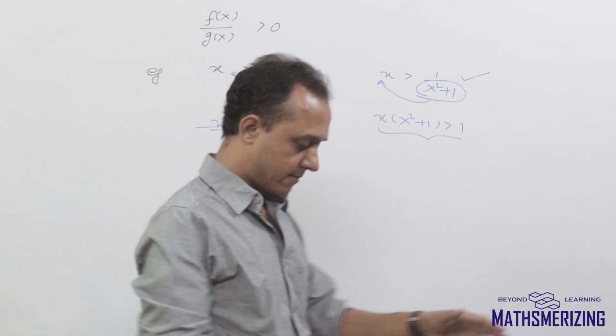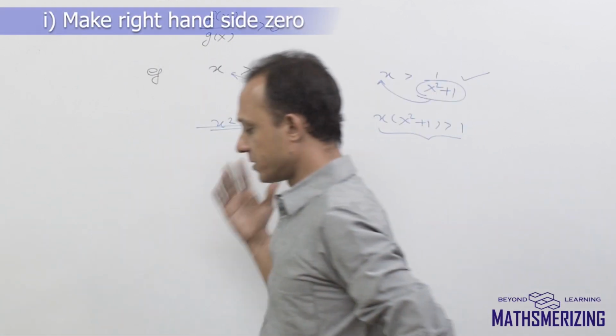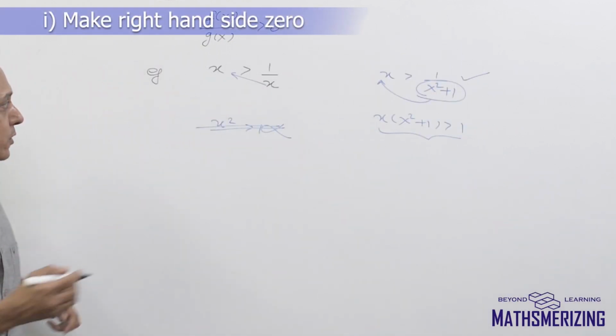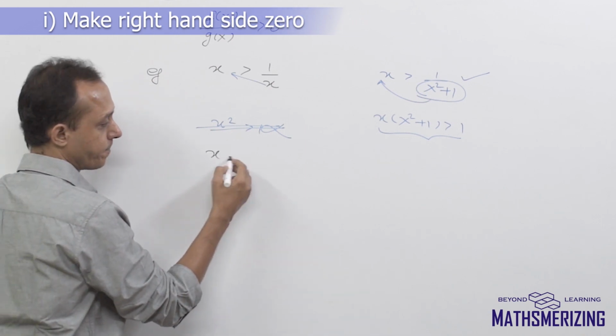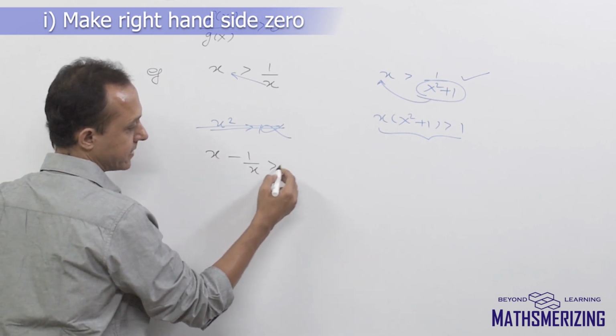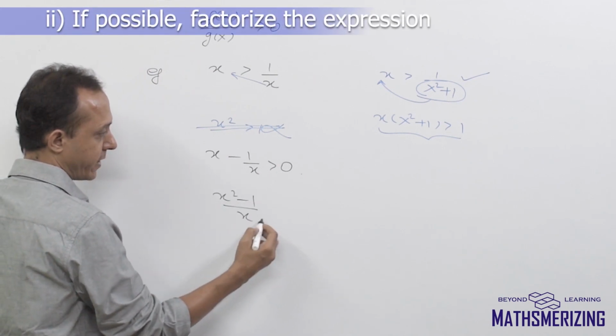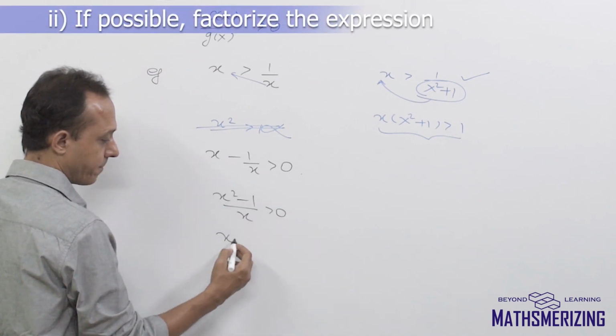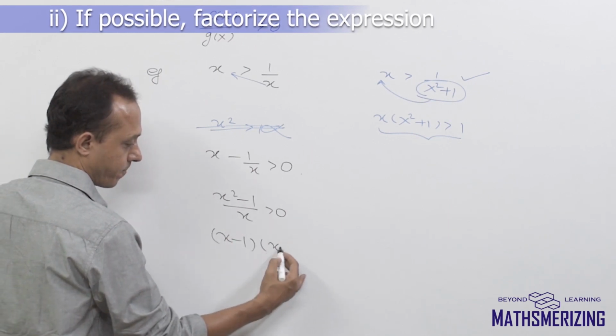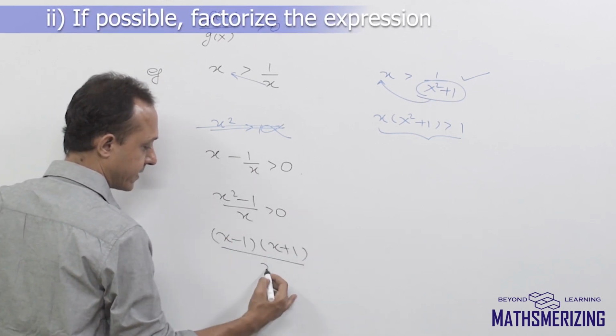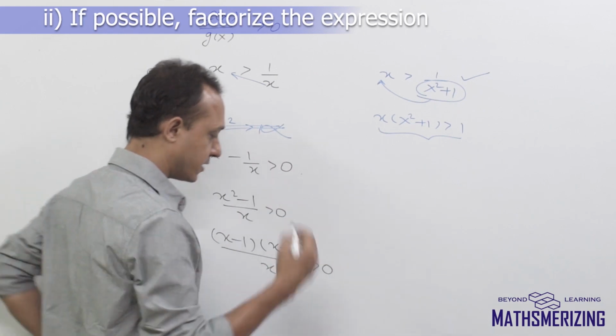Again, there are the same 5 steps. The first step is make right hand side 0. So I'll make right hand side 0: x minus 1 upon x is greater than 0. Then factorize: x square minus 1 upon x is greater than 0. So I'll simply write (x minus 1)(x plus 1) upon x greater than 0.